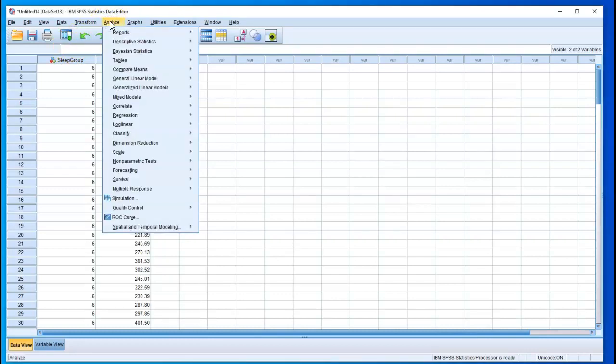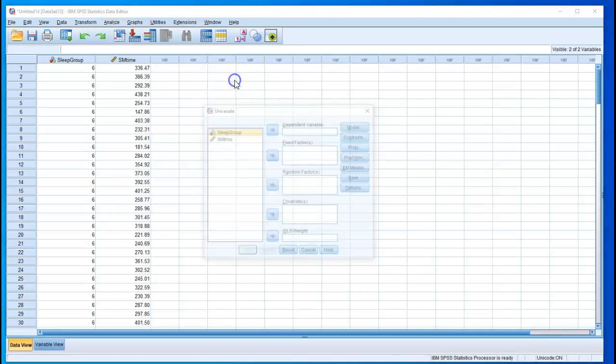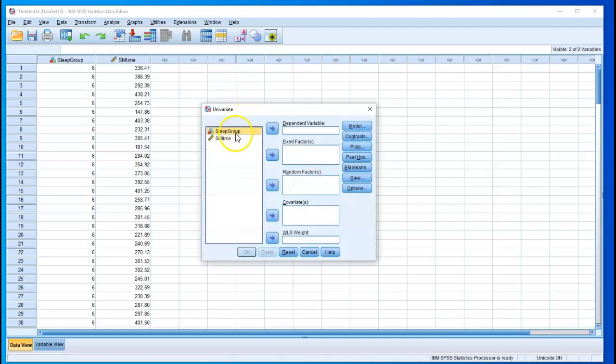To test this, I'm going to do a one-way ANOVA by clicking on Analyze, and then I will click on General Linear Model, Univariate. My dependent variable is the amount of time people spend on social media, so it's SM time that I'll move into my dependent variable box. And then sleep group is my fixed factor. Factor is another word for independent variable, so I'm moving my independent variable over into that box.